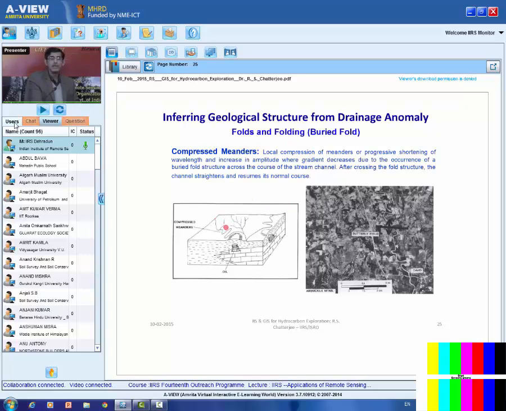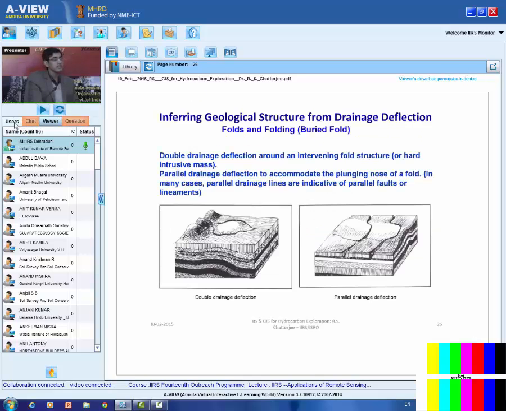Again, from the meandering also, sometimes we can interpret there may be a fold. If in one place there is a compression, that means the topographic gradient is reduced substantially or abruptly. So how can it happen? If there is a buried fold underneath, then that produces a topographic gradient against that. Then what will happen? The drainage will show the compressed meandering. So this is one kind of evidence. This is the diagram, but we will see a number of satellite images also and some real case examples.